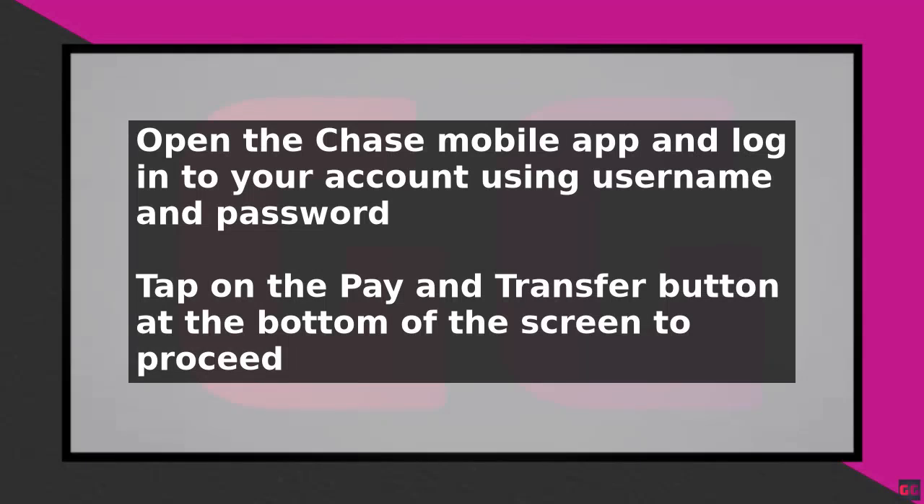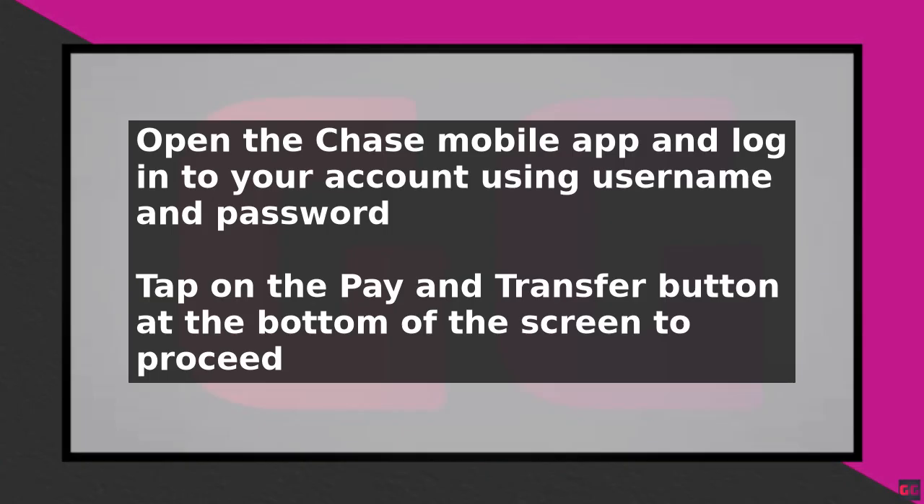To add a Zelle recipient on the Chase app, start by opening the Chase mobile app on your phone and logging into your account using your username and password. Once you've signed in, you'll be taken to the dashboard, where you can view a list of your accounts and balances. At the bottom of the screen, there's a menu.